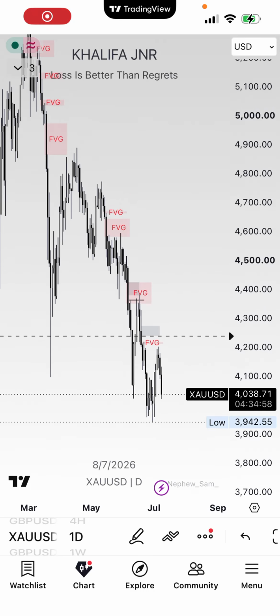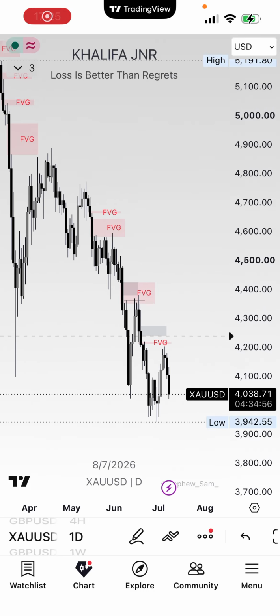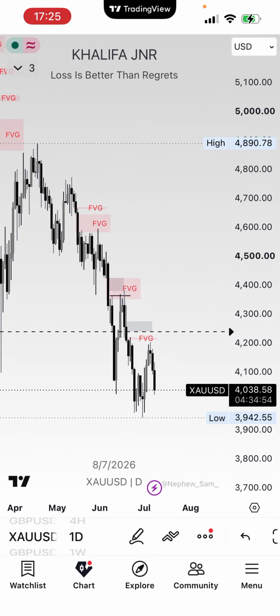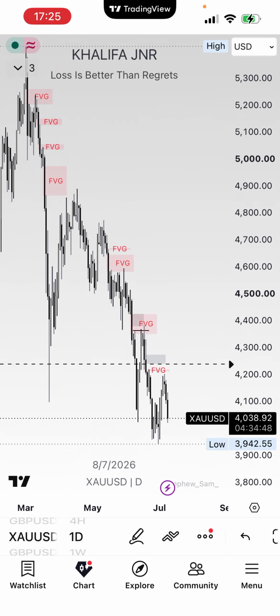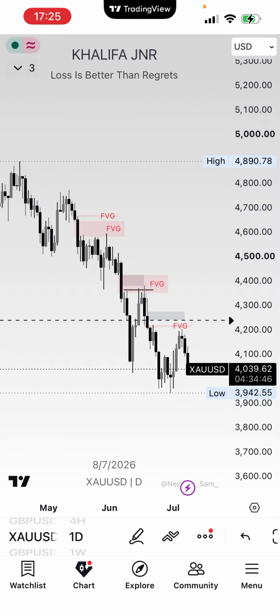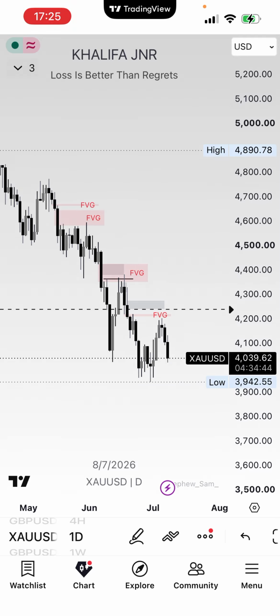Guys, I want to explain the logic behind the gold sell I took earlier today. We all know we've been bearish on gold for quite some time now. I'll start from last week, the gold buy last week. I will start from there.